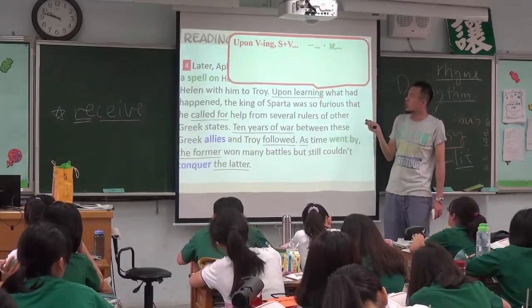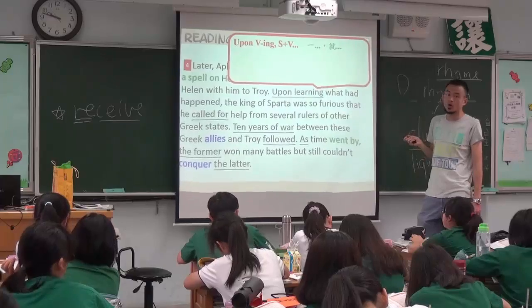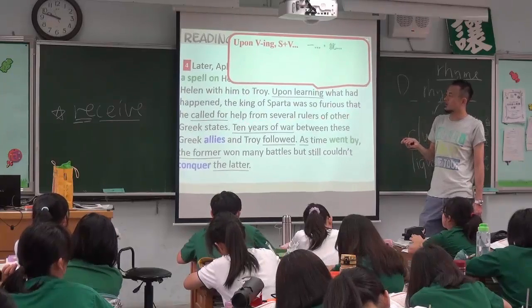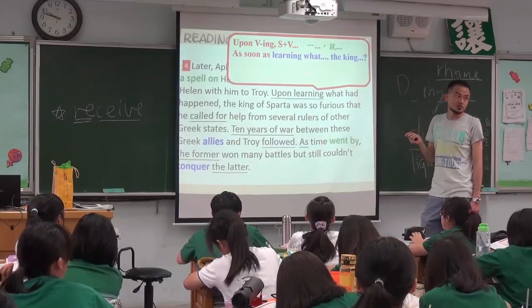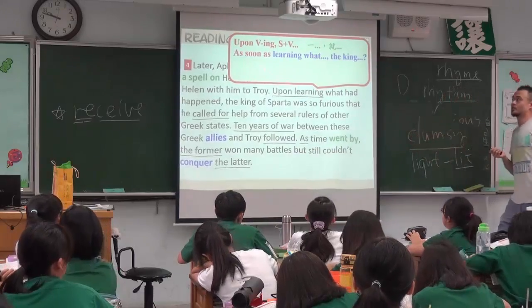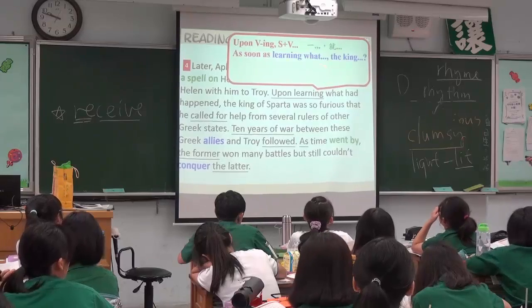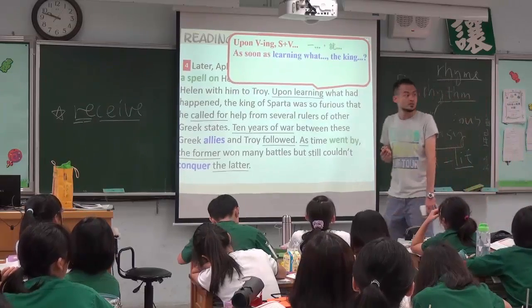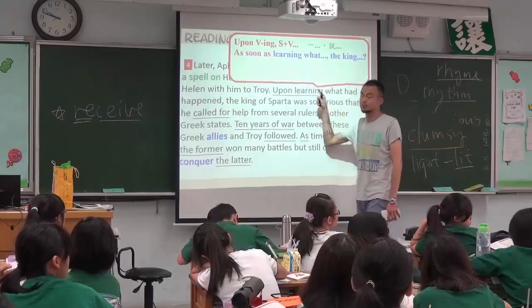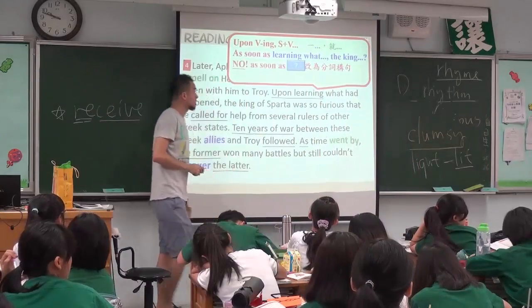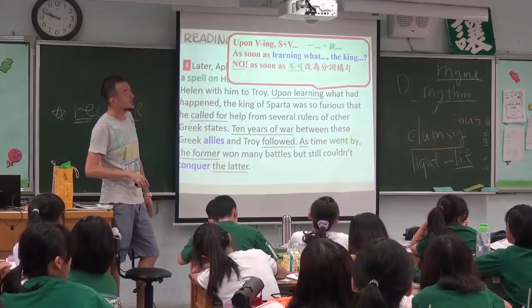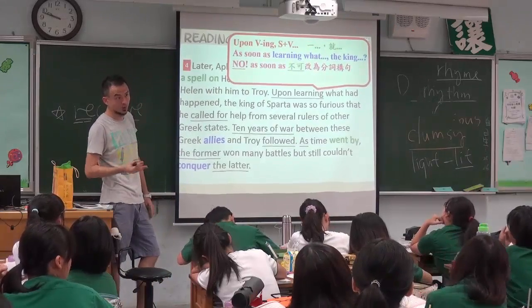So you can say upon knowing what had happened, the king of Sparta was so angry that he called for help from above. But my question is, 这句话可以这样改吗？因为不是一怎么样就怎么样。Can you change it to as soon as learning that the king of Sparta was so furious? 这样不是分词构句吗？ The answer is no. It's okay. 这地方要小心。As soon as 不能改分词构句哦，知道吗？ This is a rule that we have to memorize.